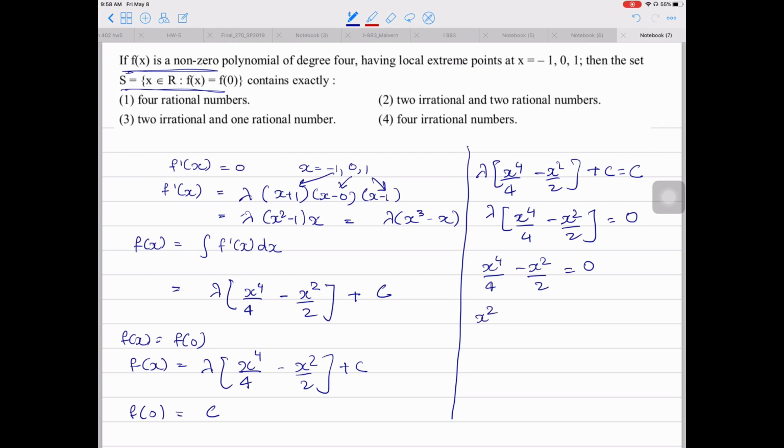And this can be written as x squared times (x squared minus 2) equals 0. Sorry, x squared minus 2. So now the roots of this are x equals 0 and plus minus root 2.